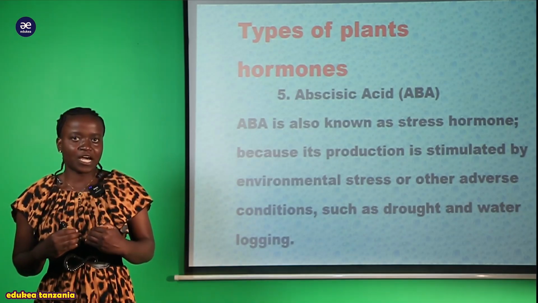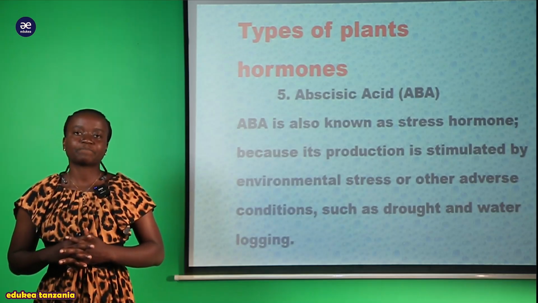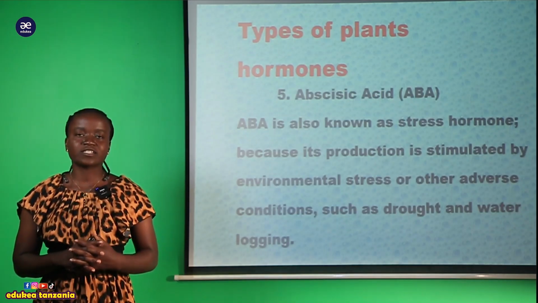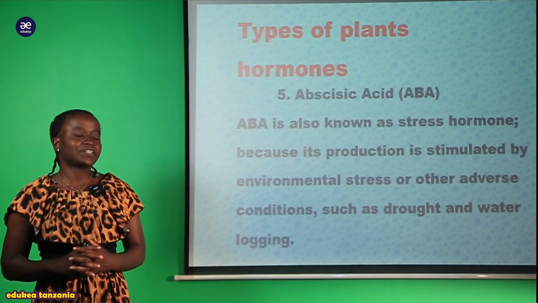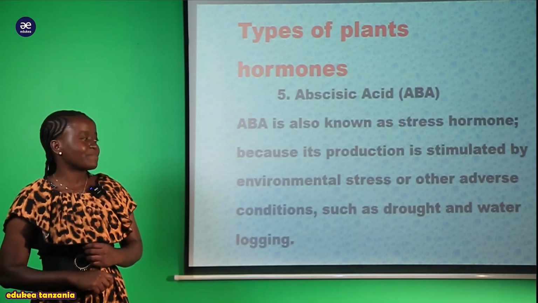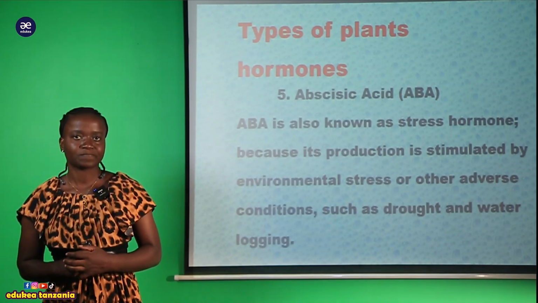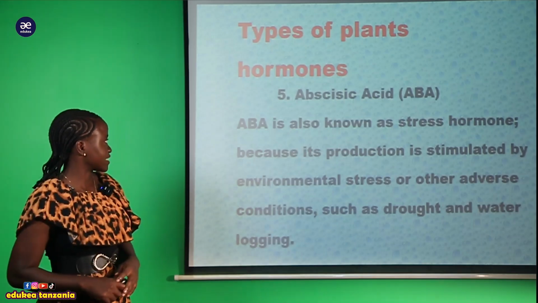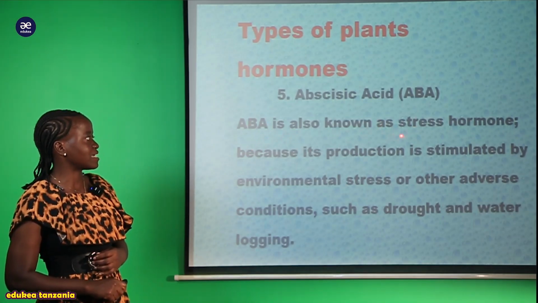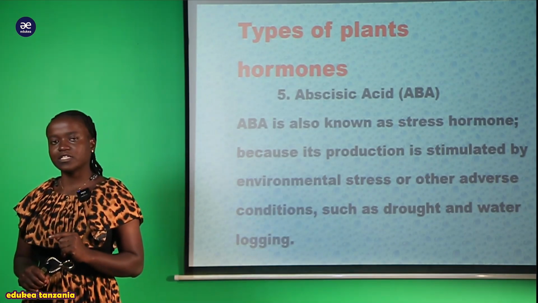And in this session now, you are warmly welcome, my students, so that we can start the final hormone, the last hormone which is found within a plant, called abscisic acid, abbreviated as ABA. So now we are saying that this ABA, or abscisic acid, is also known as the stress hormone.